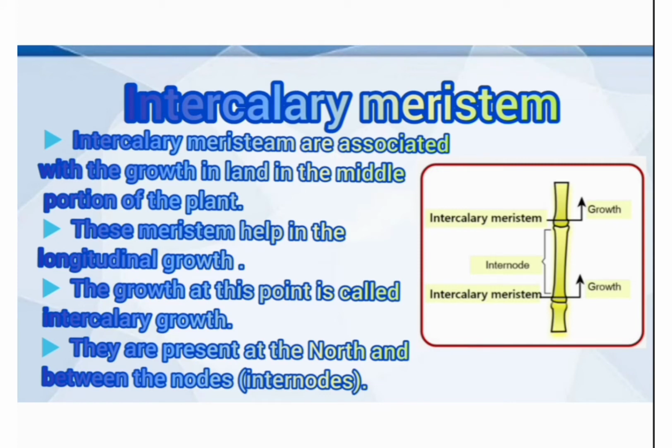Intercalary meristem. Intercalary meristems are associated with growth in the middle portion of the plant. These meristems help in longitudinal growth. The growth at this point is called intercalary growth. They are present at the nodes and between the nodes, or you can say at the internodes.